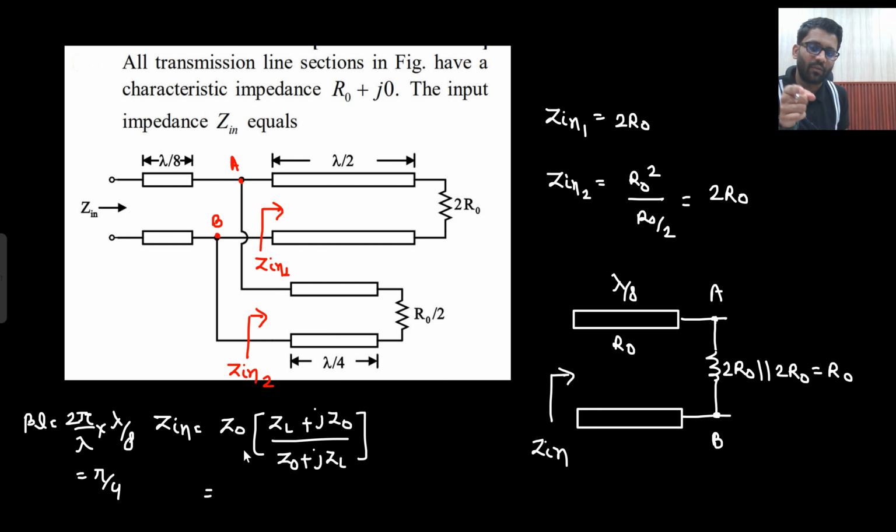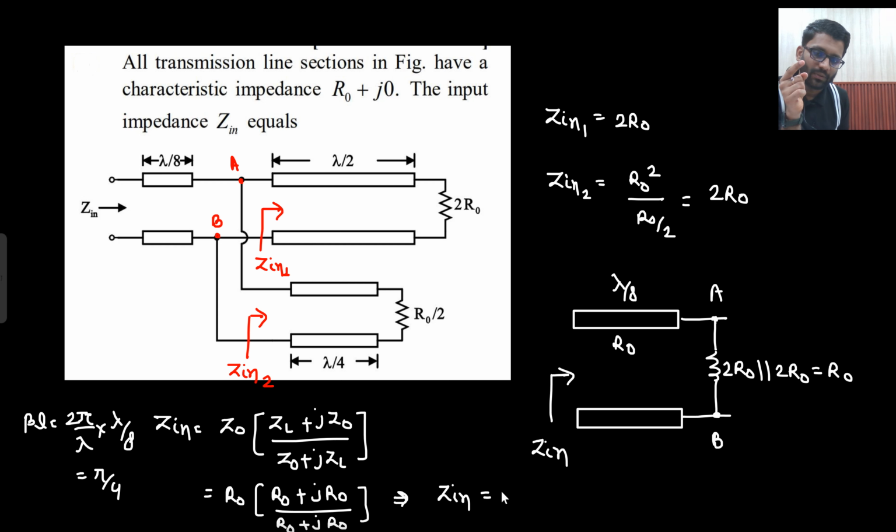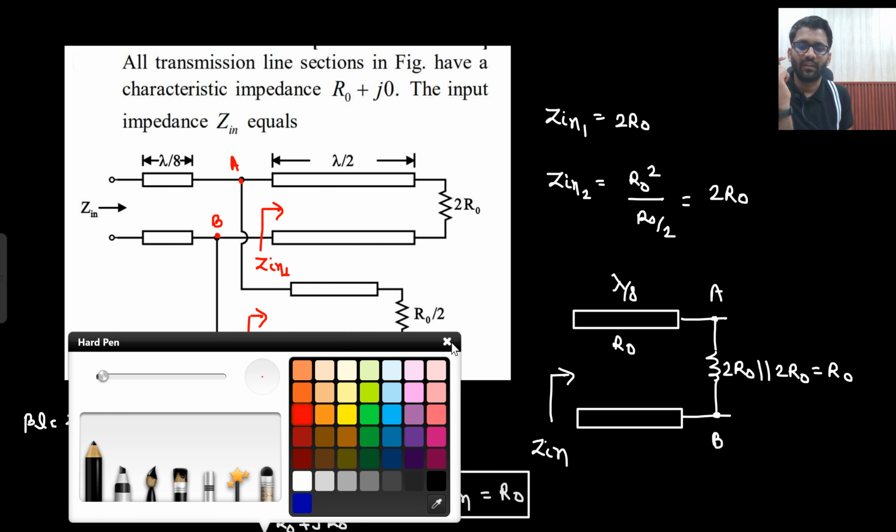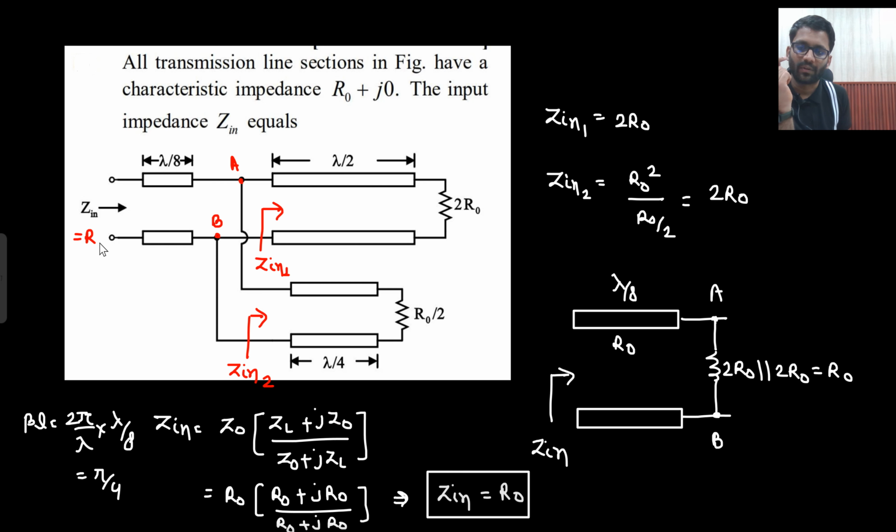Right? Now what is your Z naught? Z naught is R naught. What is your ZL? ZL is also R naught, plus J R naught, divided by R naught plus J R naught. So what is the answer you are getting? Zin is equal to R naught only. So that's it. This is the answer. Zin is equal to R naught.